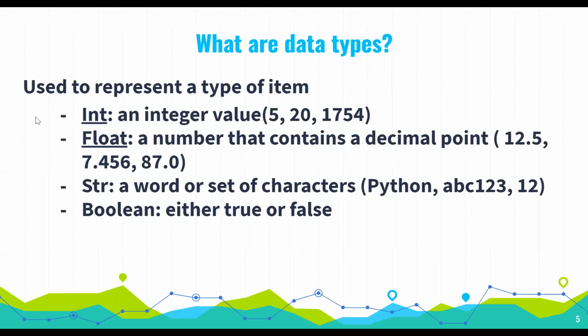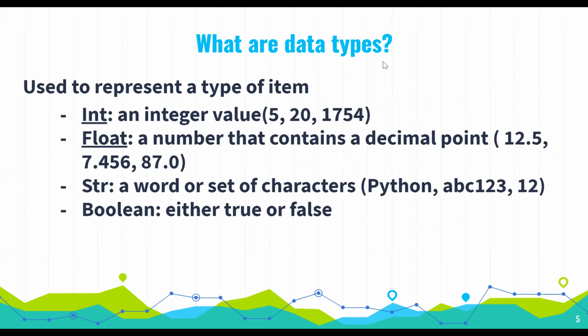So what are data types? Data types are used to represent a type of an item. Some examples of data types in Python are int, which is an integer value. So like 5, 10, 20, 30, 1754, any whole number.